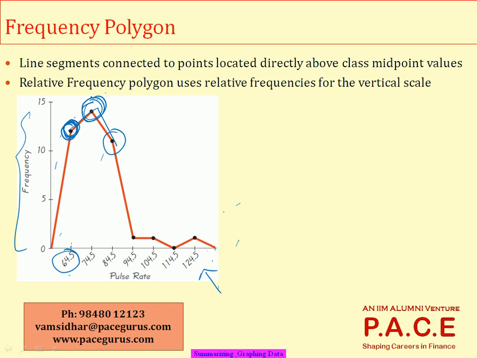If the midpoints continue, the next midpoint should be 134.5. So the final point would be joined to 134.5 with a frequency of 0, and the first point would be joined to the origin. For this kind of graph, whether I take a frequency or a relative frequency on the y-axis, it is immaterial. But all the points have to be joined by simple straight lines and joined back to the origin on one side and cutting the x-axis on the other side. This is the representation of a frequency polygon.